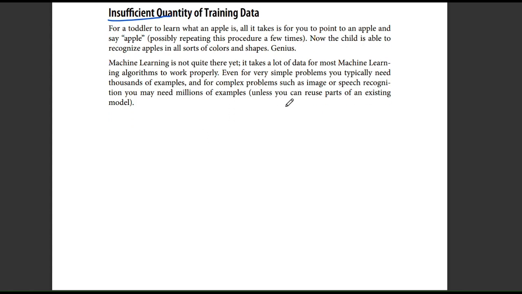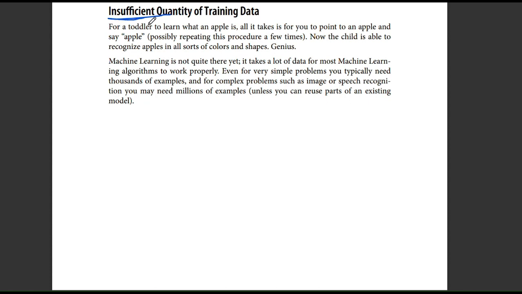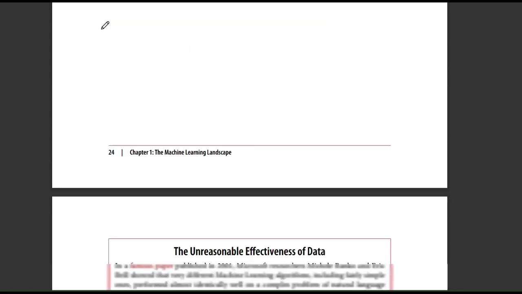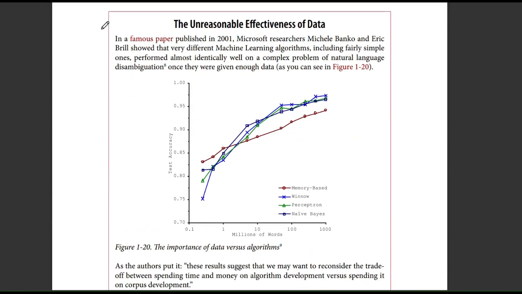Insufficient quantity of data. For a toddler to learn what an apple is, all it takes is to point out an apple and say apple, possibly repeating this procedure a few times. They might learn, okay, this is an apple, and easily identify what an apple is.